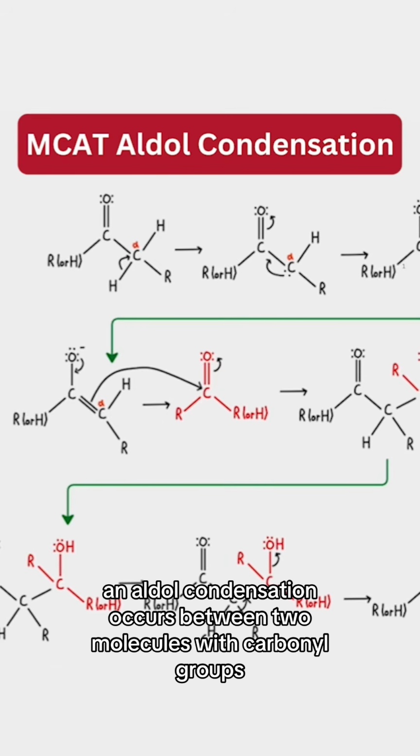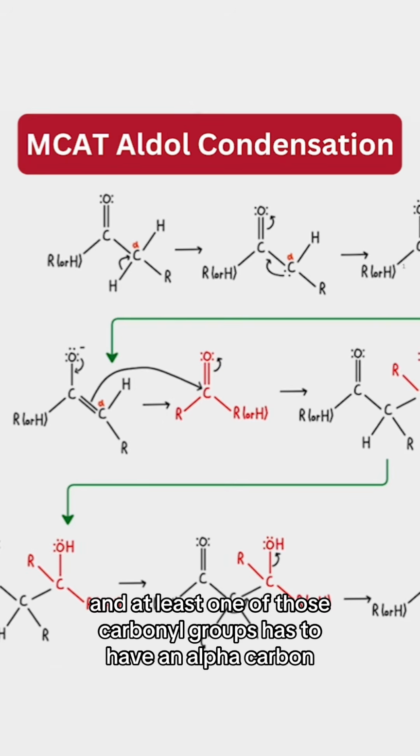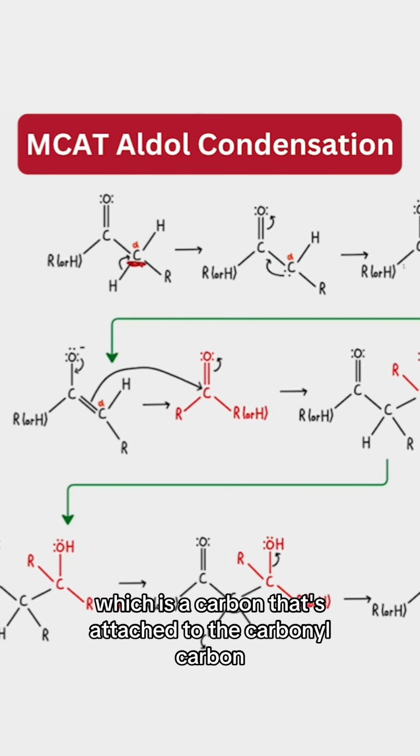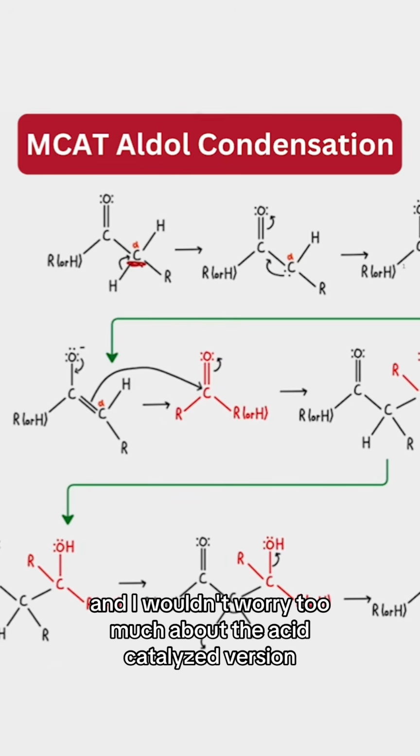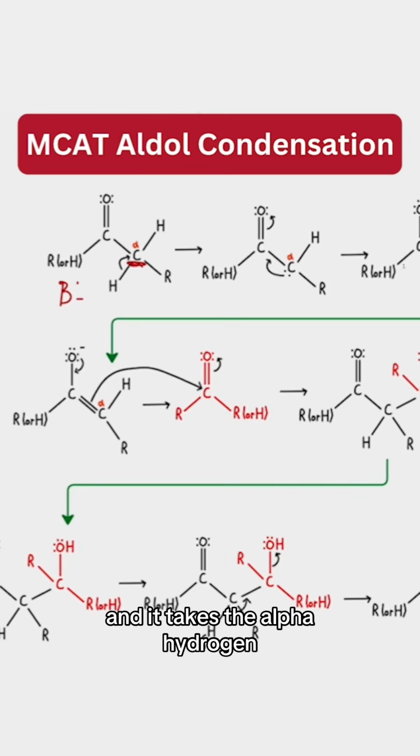An aldol condensation occurs between two molecules with carbonyl groups, and at least one of those carbonyl groups has to have an alpha carbon, which is a carbon that's attached to the carbonyl carbon. We're going to look at a base catalyzed aldol condensation, and I wouldn't worry too much about the acid catalyzed version. First, the base comes in and it takes the alpha hydrogen.